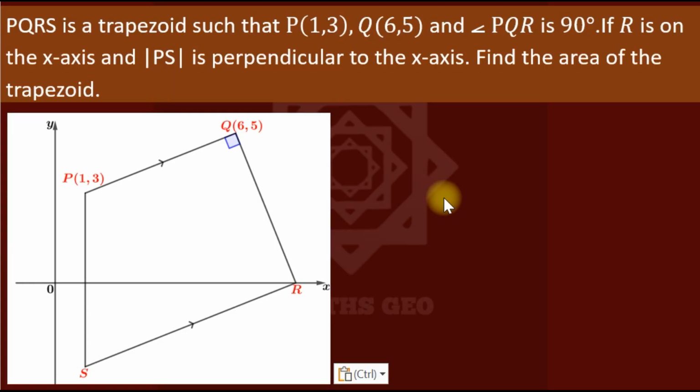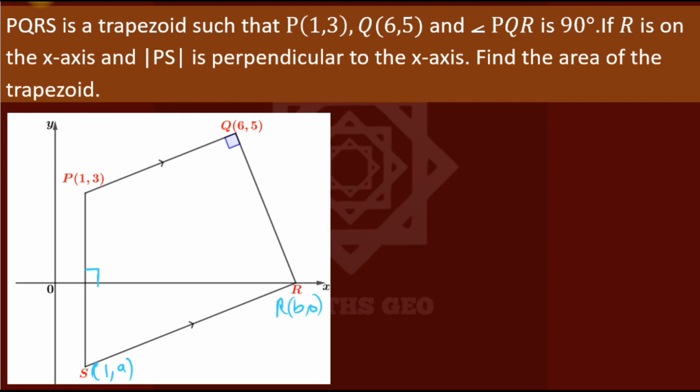That's the new diagram. They said PS is perpendicular to the x-axis, so this is 90 degrees, making the x-coordinate of S the same as P. So this should be 1. Let's call the y-coordinate, which we don't know, F. For R, we know the y-coordinate but we don't know the x, so let's call it B, since it is on the x-axis.